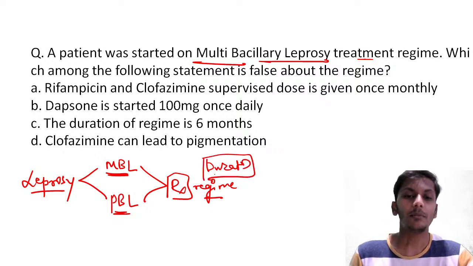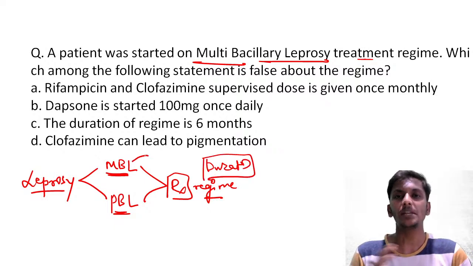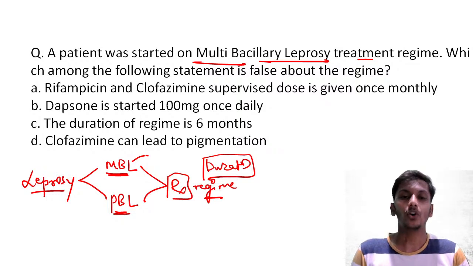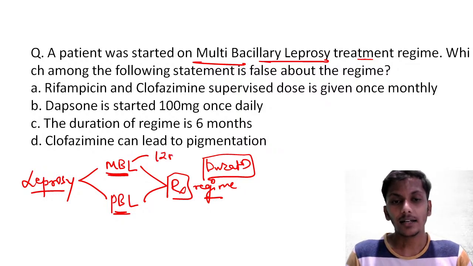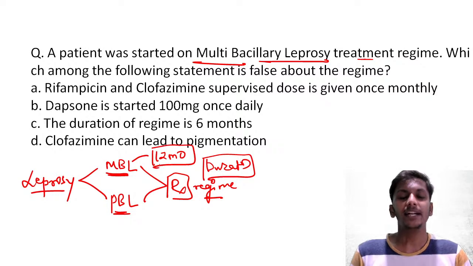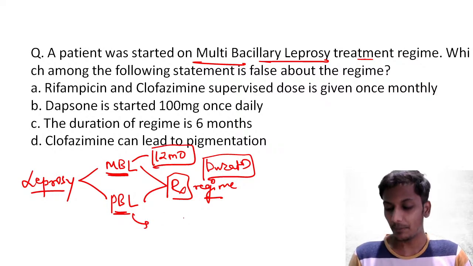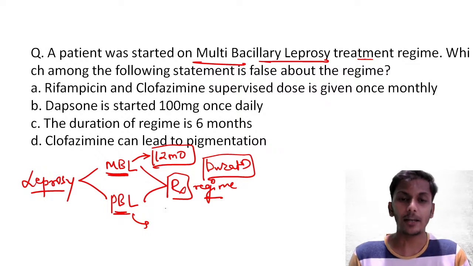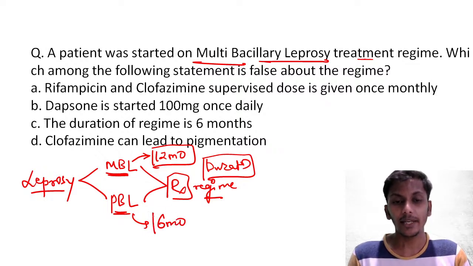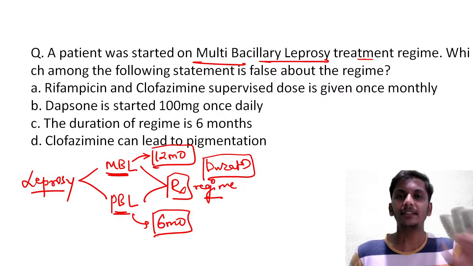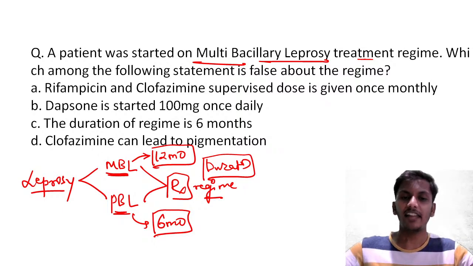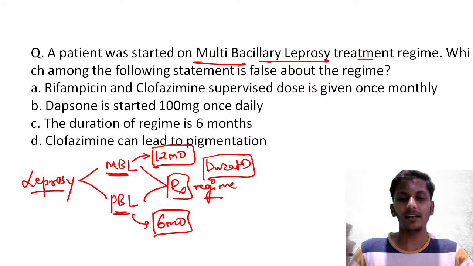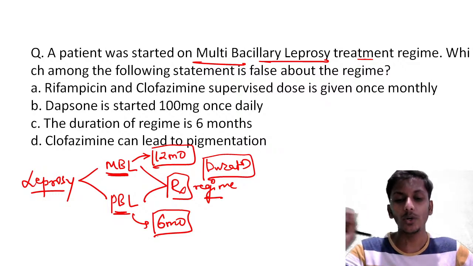Please remember, multibacillary leprosy is usually preferred in lepromatous leprosy. In those cases the duration of treatment would be 12 months, whereas paucibacillary leprosy, which is usually given in milder leprosy like borderline or tuberculoid leprosy, the duration of treatment would be 6 months. So multibacillary leprosy treatment regime for 12 months, paucibacillary leprosy treatment regime for 6 months. This is the only difference, guys.